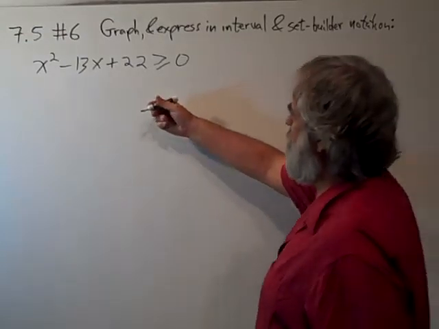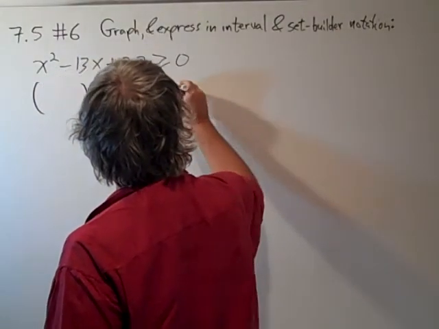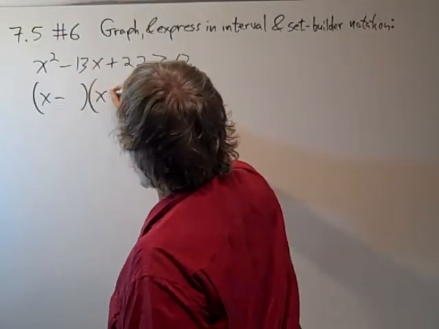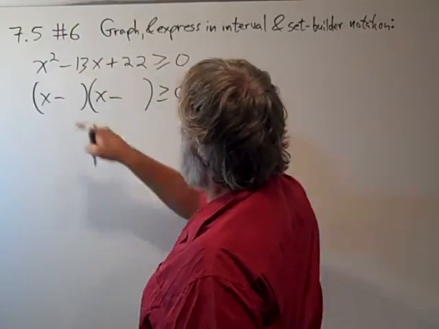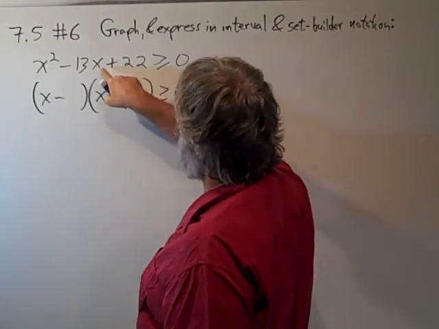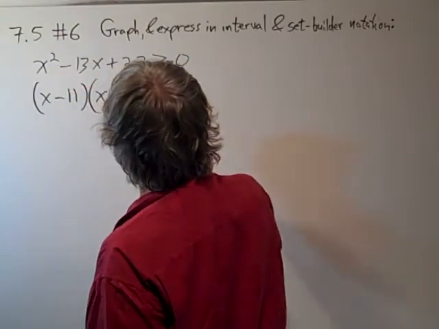Okay, first we'll factor the quadratic here. We're looking for a minus times a minus to get a plus on the end and yet have negatives in the middle. We're looking for two numbers whose product is 22 and whose sum is 13, like 11 and 2.